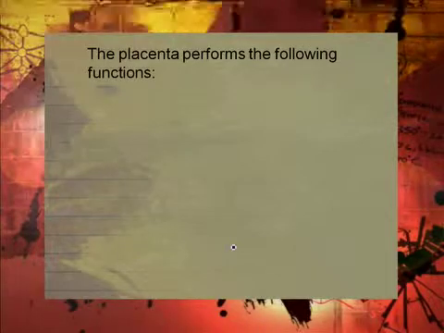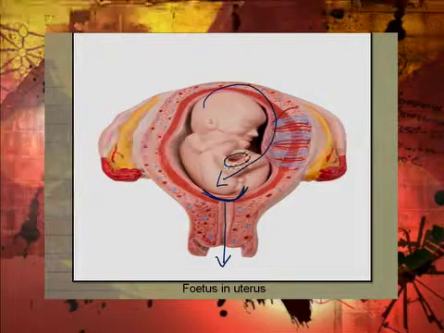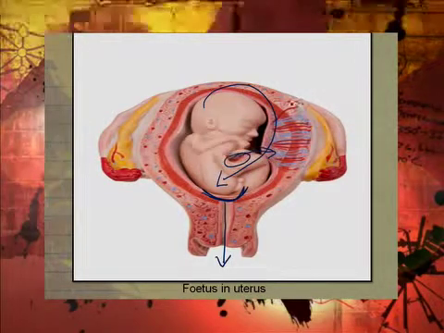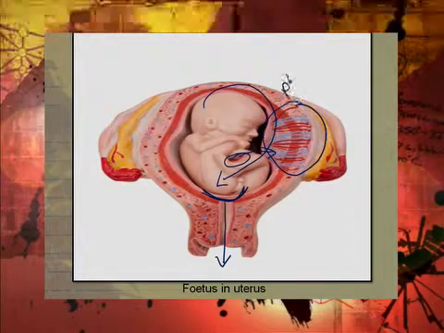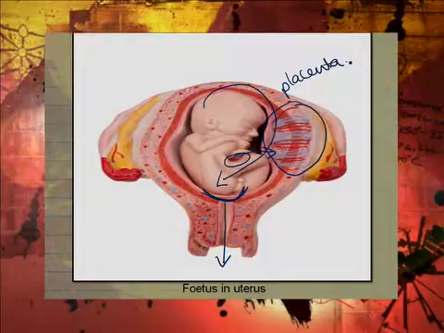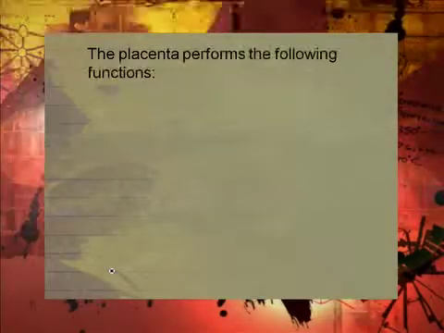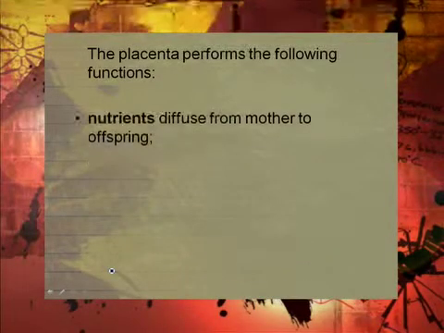Now, we know that, if we have a look again here, here is the umbilical cord that is going to attach the baby to the mother via the placenta. We know that the placenta is formed from maternal tissue as well as fetal tissue, and that is where the exchange of material is going to take place between the mother and the offspring. So let's look at these functions of the placenta.